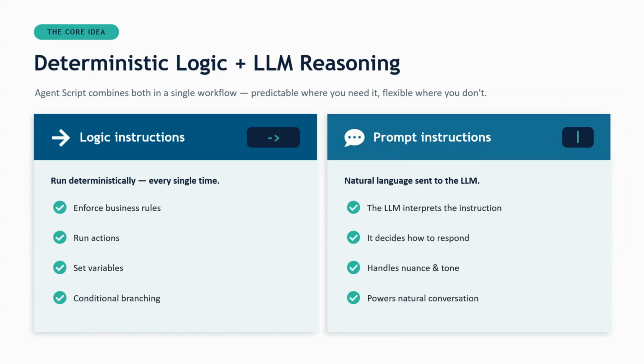So what got added, right? The core idea of AgentScript is not only to have the prompt instruction, but also the logic instruction. Together, it makes your agent more deterministic in nature. What the logic instruction does is enforce business rules, run actions, set variables, and allow you to add conditional branching. Whereas prompt instruction gives you the ability to add instructions so that the LLM interprets it. It decides how to respond and handle nuances and tone and any other kind of thing similar to this, and powers natural conversation. So together, it makes your agent better than what we had in the past.